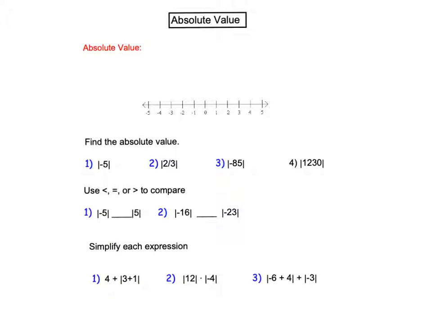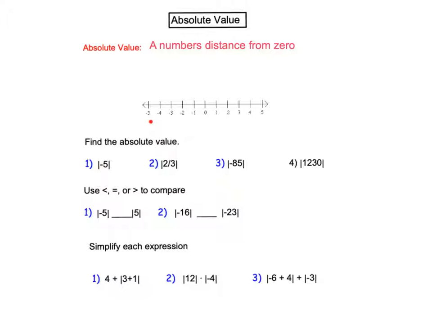Absolute value is just a definition of something. Absolute value means a number's distance from zero. When you look at a number line, sometimes the negatives just mean a direction to the left of zero.